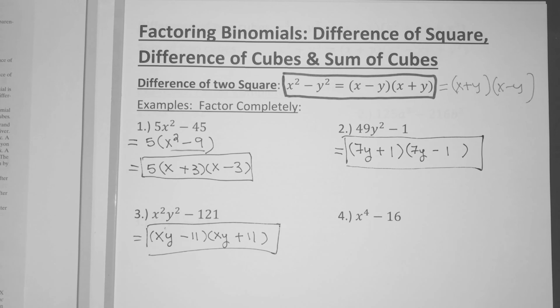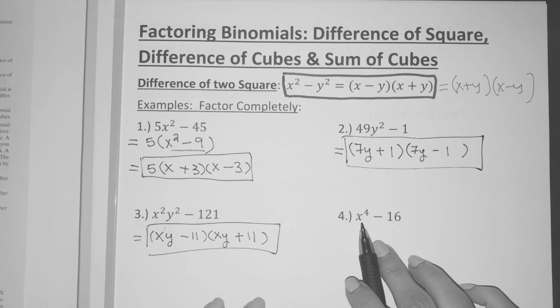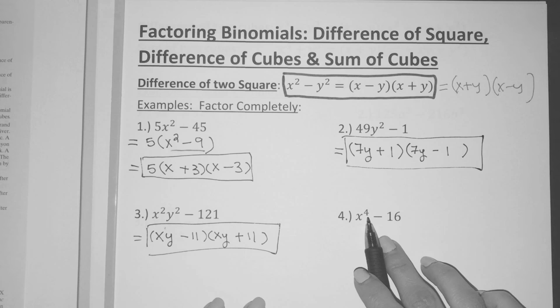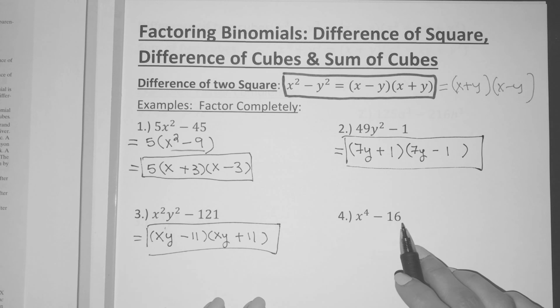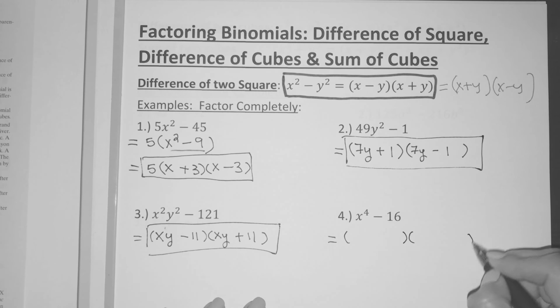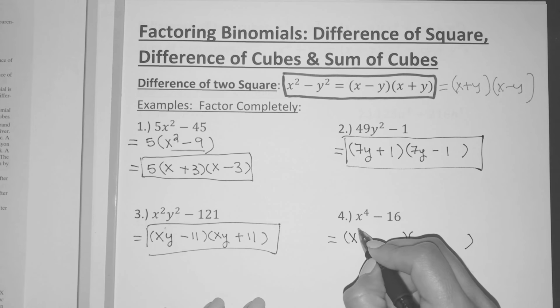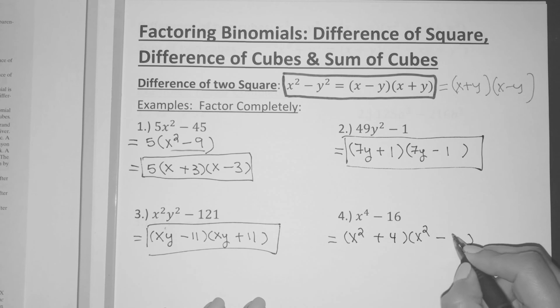Number 4, we have a difference. You have x to the 4th. This is a little different because the exponent is 4. It's not 2. But we can still factor this as a difference of two squares. 16 is a perfect square, 4 times 4. So let's see, 2 parentheses. We could break up x to the 4th as x squared times x squared. So that works. Opposite signs. And then 16 is 4 and 4.